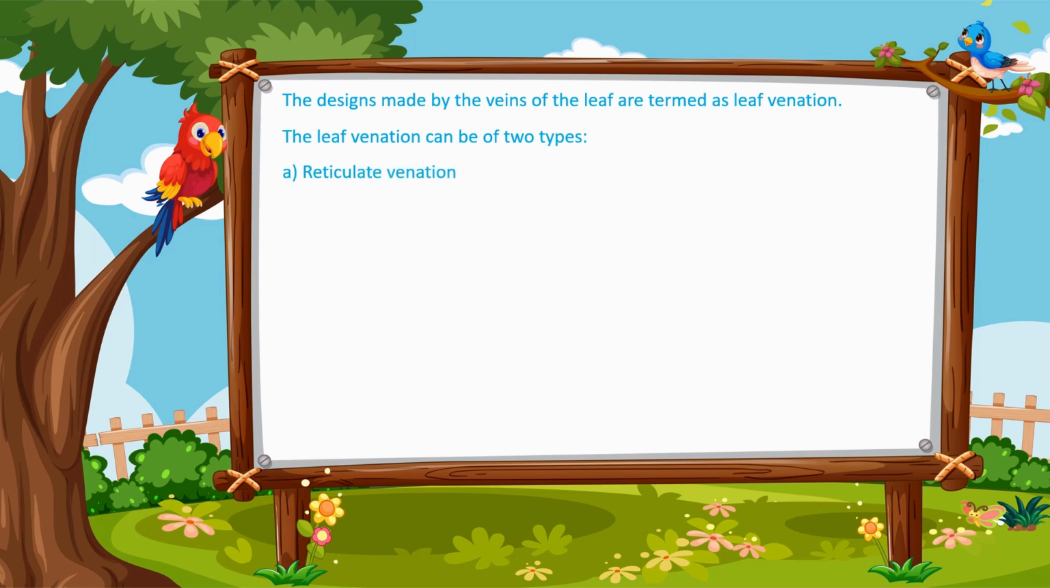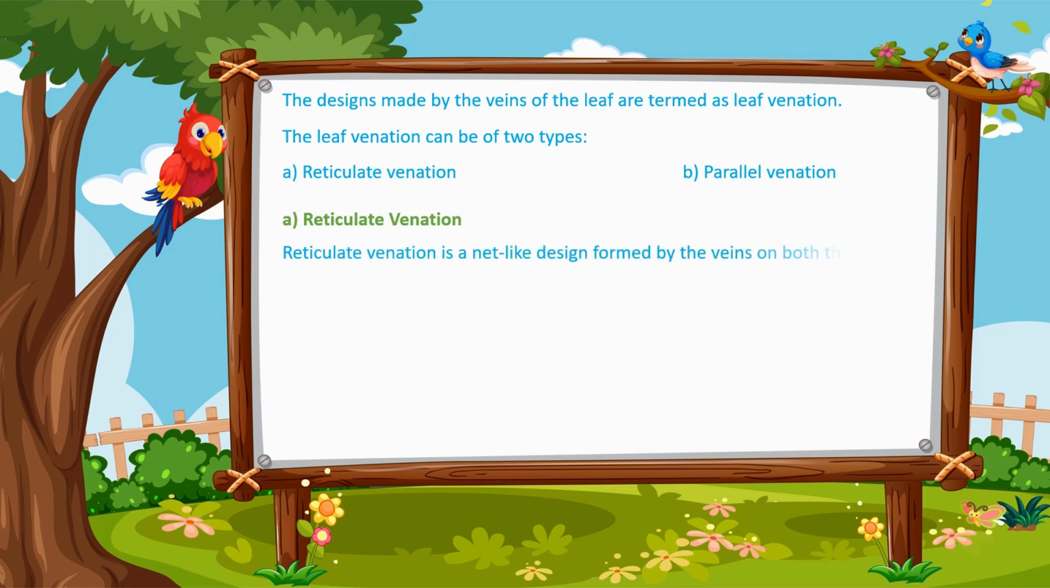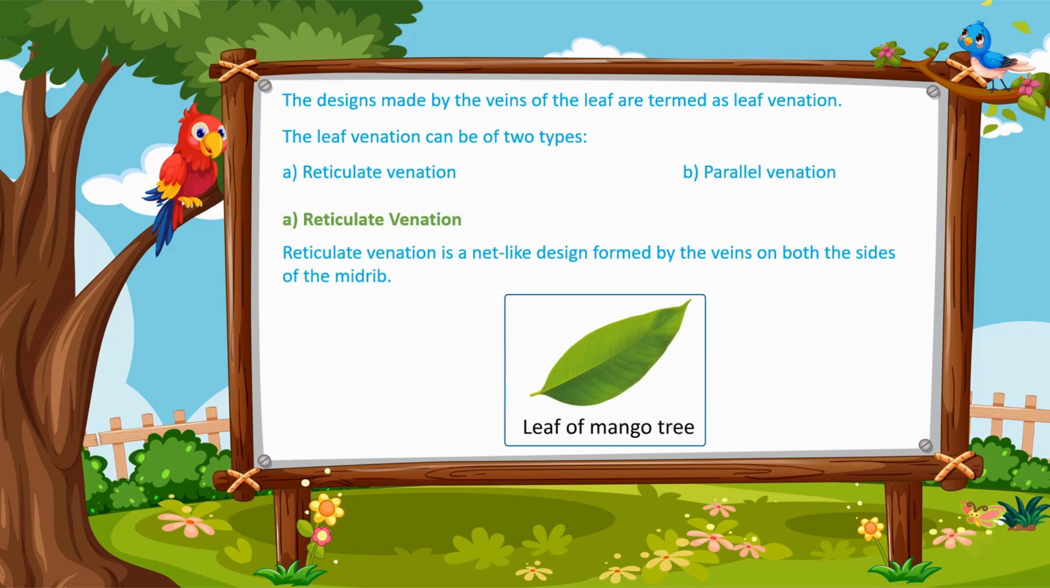The designs made by the veins of the leaf are termed as leaf venation. The leaf venation can be of two types. A. Reticulate venation. B. Parallel venation. A. Reticulate venation. Reticulate venation is a net-like design formed by the veins on both the sides of the midrib. Leaf of mango tree.